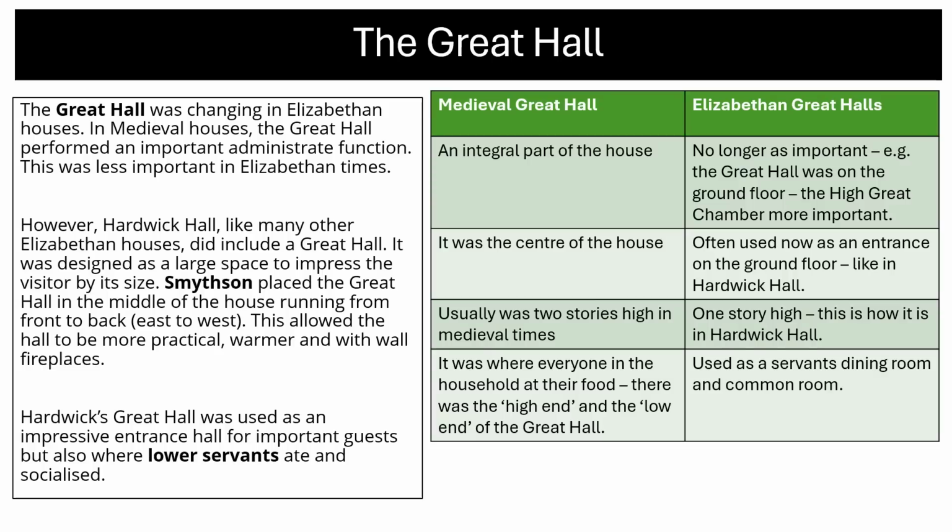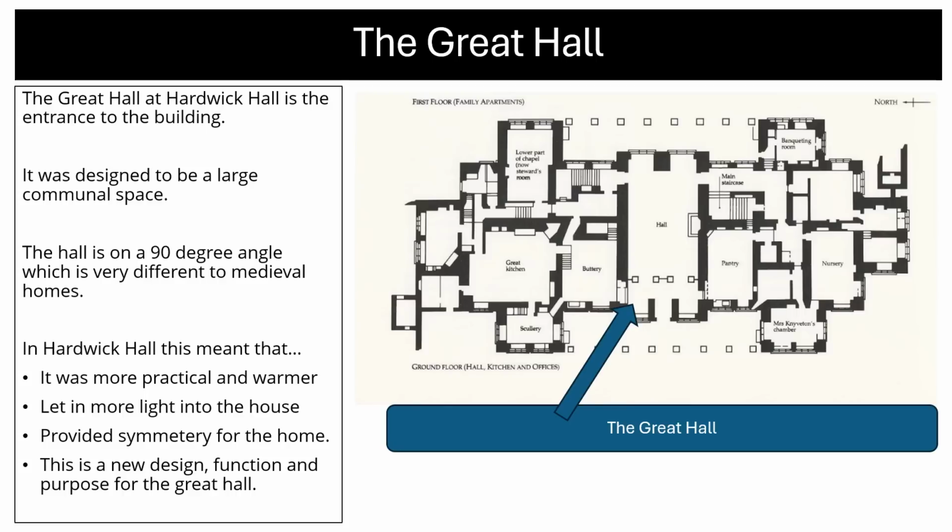Smithson placed the Great Hall in the middle of the house, running from front to back, east to west. It allowed the hall to be more practical, warmer and with wall fireplaces. Hardwick's Great Hall was used as an impressive entrance hall for important guests, but it was also where the lower servants ate and socialised. And there's a little revision table there to help you see the difference between the medieval Great Hall and Elizabethan Great Halls.